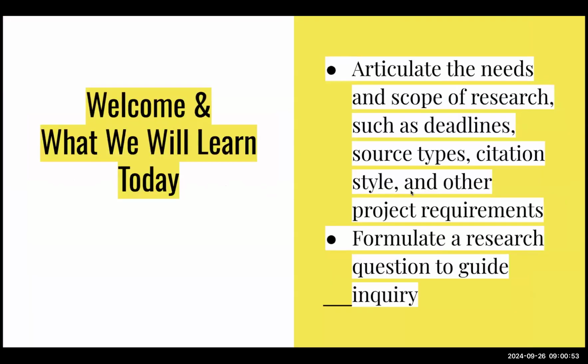This particular library workshop, you'll do two things. One is articulate the needs and scope of research, such as deadlines, source types, citation style, and other project requirements. The second is to formulate a research question to guide inquiry. Basically, that means in this workshop we're going to check to make sure you understand an assignment. So we're going to look at some assignment prompts and do some polling, check out if we understand what people are asking us to do, because that's the first part of research, is actually knowing what you need to do and what you need to find.